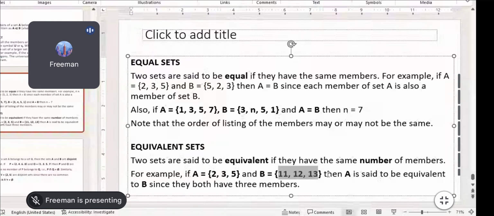Every equal set is equivalent because the first condition under equal set is that what? All the elements in the first set must be in the second set. If all the elements here are there and all the elements there are here, then it means the number of elements we have in A is the same as the number of elements we have in B. So if you come here, 1, 3, 5, 7. When you come here, 3 and 5 and 1. So how many elements are here? We have 4 elements here. How many are here? We have 4 elements. Therefore, the two sets are equivalent. Even though they are equal, they are at the same time equivalent. So all equal sets are equivalent, but not all equivalent sets are equal. Bear that in mind.